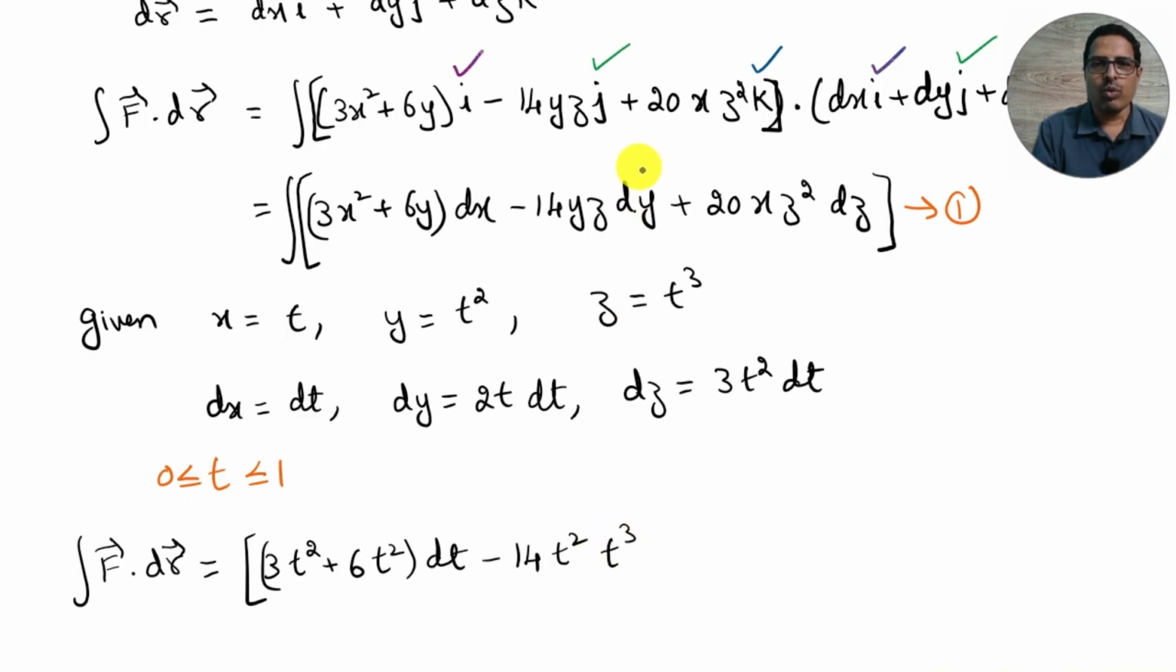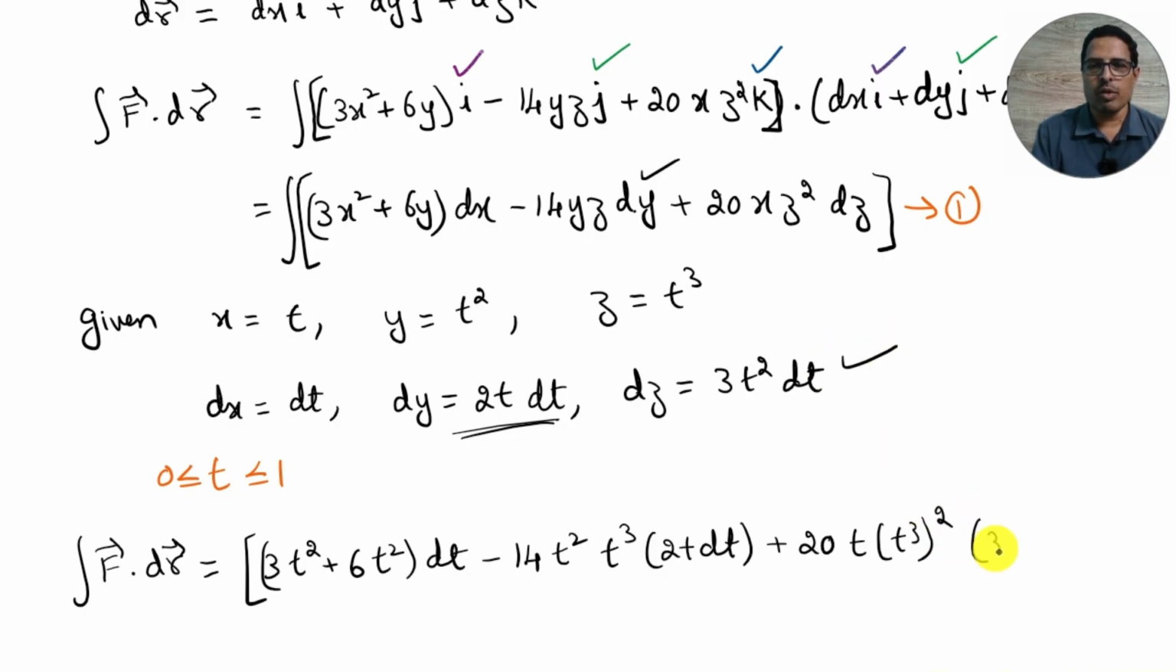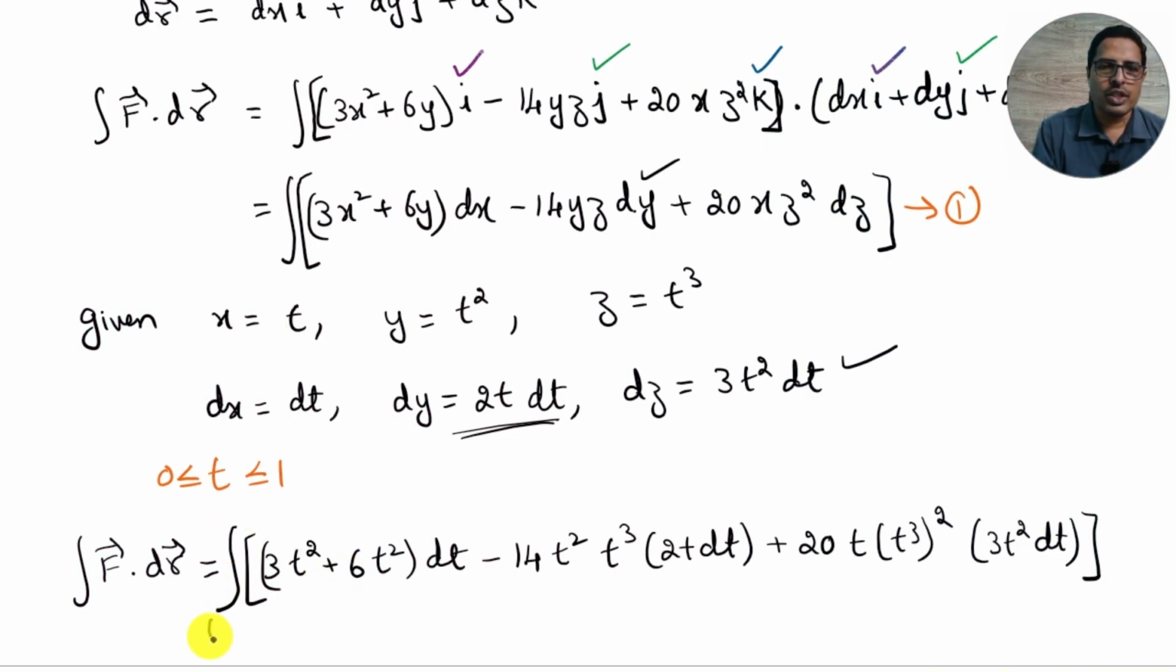into dy, this dy value is 2t dt, plus 20 times x value is t, z value is t cube, so it is z square, so t cube square, into dz. This particular dz will be 3t square into dt. So we need to integrate this one. What is the integral? The t value is running from 0 to 1.